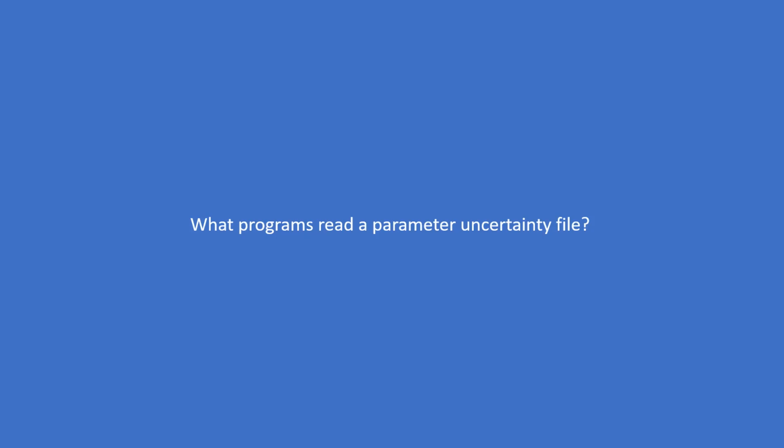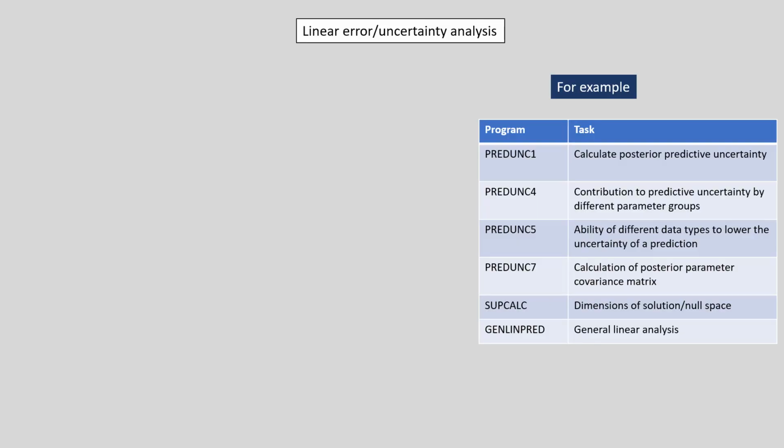So let's now briefly examine some of the programs that use a parameter uncertainty file. If you are doing linear error or uncertainty analysis using members of the PEST suite, there are no shortage of programs which read a parameter uncertainty file. Let's briefly look at PredUnc7. PredUnc7 reads a prior parameter uncertainty file and generates a posterior parameter uncertainty file.